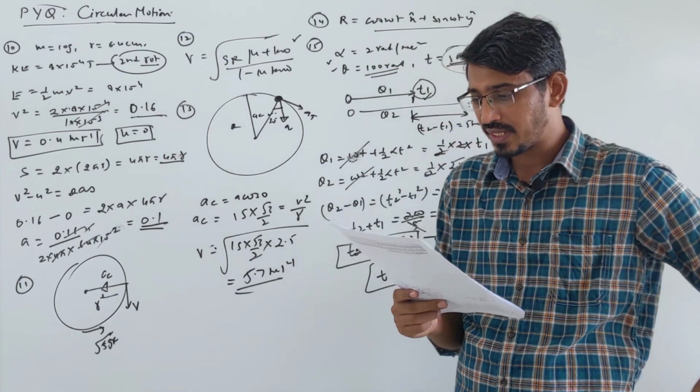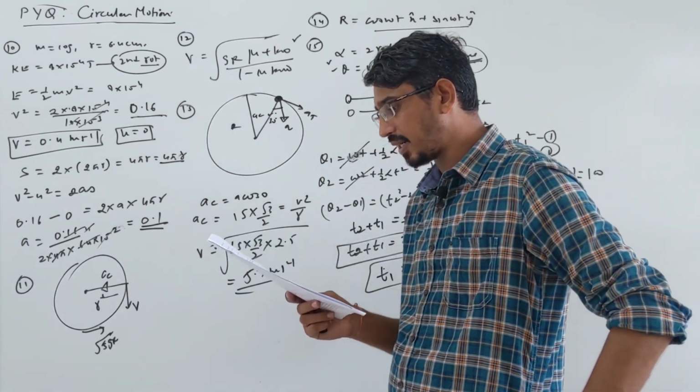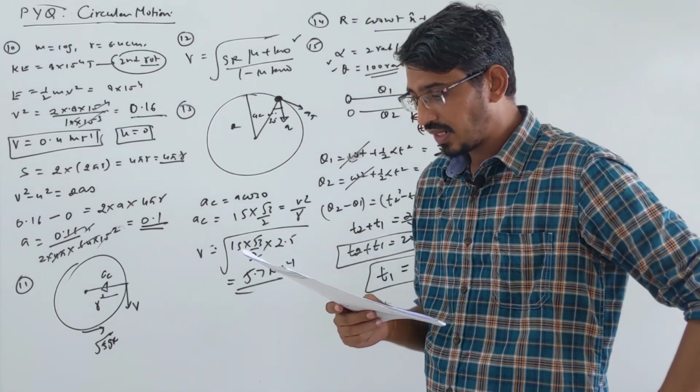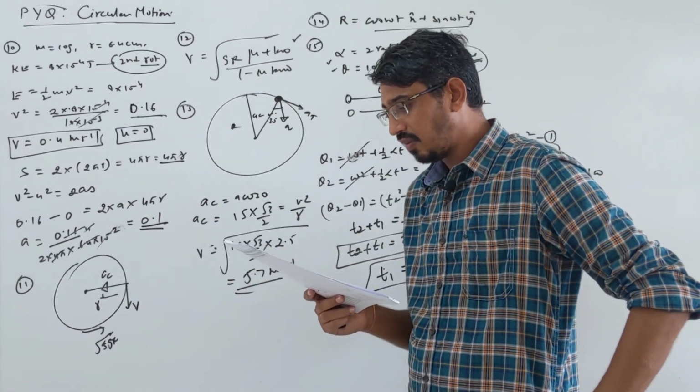Moving on to the 16th problem. One end of a string of length L is connected to a particle of mass m and the other end is connected to a small peg on a horizontal table. If the particle moves with speed v, the net force on the particle will be what?